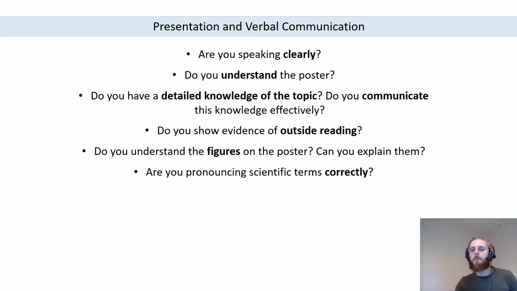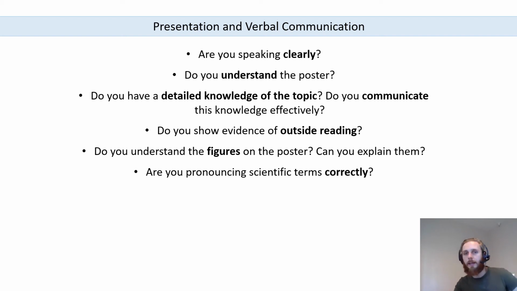Okay, so are you pronouncing scientific terms correctly? We expect scientific terms to be pronounced correctly, really. Some terms have multiple pronunciations, which is absolutely fine. American English and British English for some scientific terms. I know some students who are English second language have learned American English, so obviously it's not a problem if you use American English pronunciations or British English pronunciations.